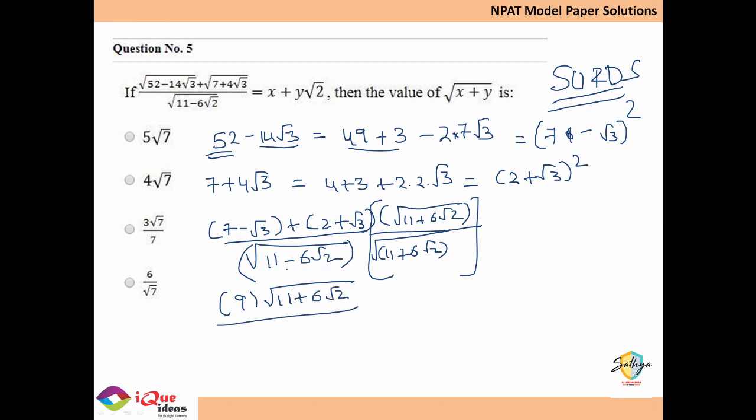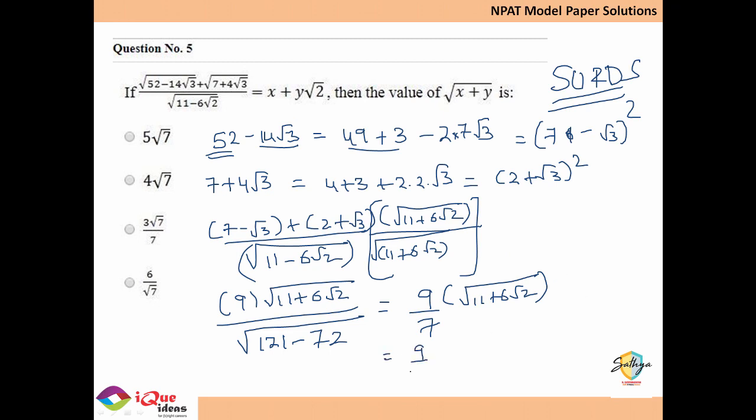The bottom is (a plus b) into (a minus b). So that becomes a square minus b square, right? So that becomes root of 121 minus 72. And 121 minus 72 is equal to 49. So this simplifies into 9 by 7 into under root of 11 plus 6 root 2. Now, using the same trick that we saw above, 11 plus 6 root 2 can also be split into (3 plus root 2) the whole square.